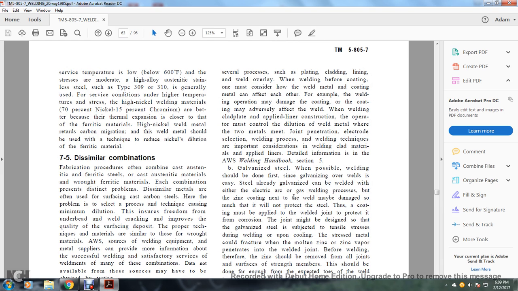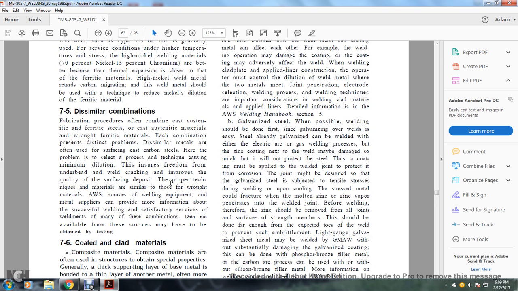If service temperature is low, below 600 degrees Fahrenheit, and the stresses are moderate, a high alloy austenitic stainless steel, such as type 309 and 310, is generally used. For service conditions under high temperatures and stress, high nickel weld metal, 70% nickel, 15% chromium, is better because its thermal expansion is closer to that of the ferritic materials. High nickel weld metal retards carbon migration, and this metal should be used with a technique to produce nickel dilution of the ferritic material.